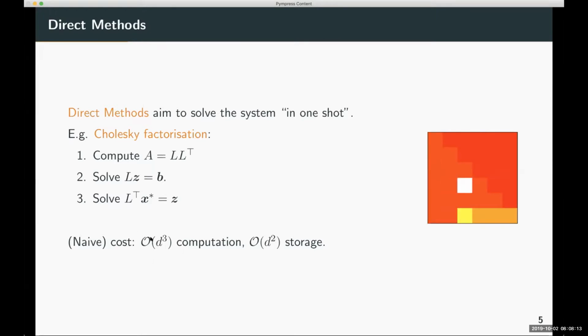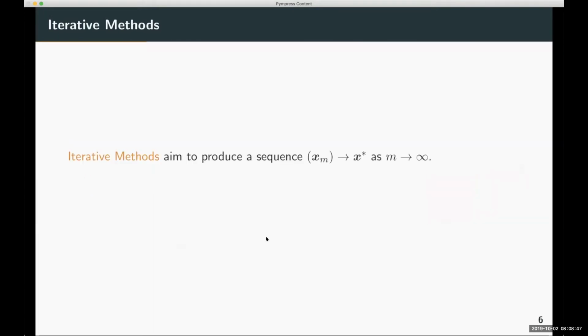So the naive cost of Cholesky factorization is order d cubed in computation and order d squared in storage. And when the matrix A is sparse, that order d squared in storage doesn't go away. So even though you may require much less than order d squared elements in memory to store the matrix A, the Cholesky factor, when the Cholesky factorization is applied naively, is still going to usually be dense. And of course, there are direct methods that mitigate this and would produce, for example, a sparse Cholesky factor, but this is also a motivation for a different approach, which is to use an iterative method.